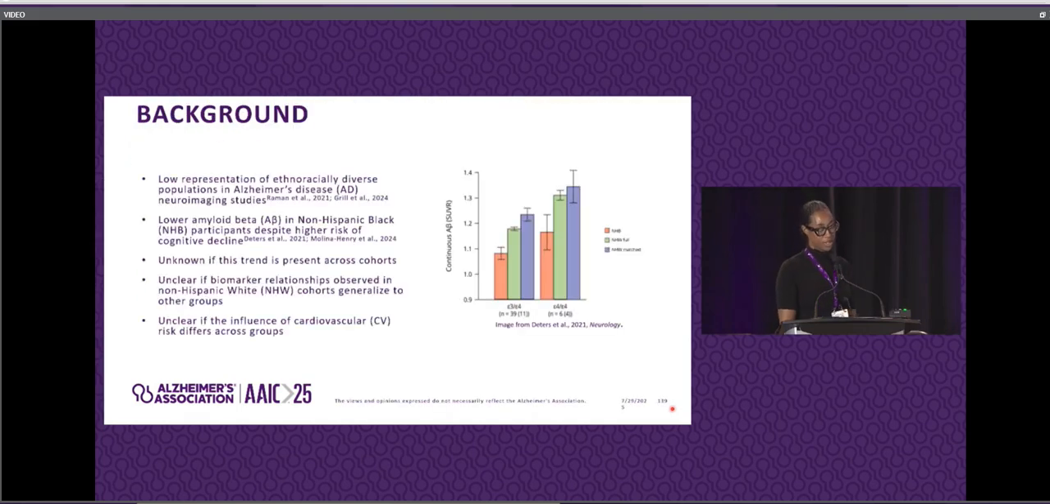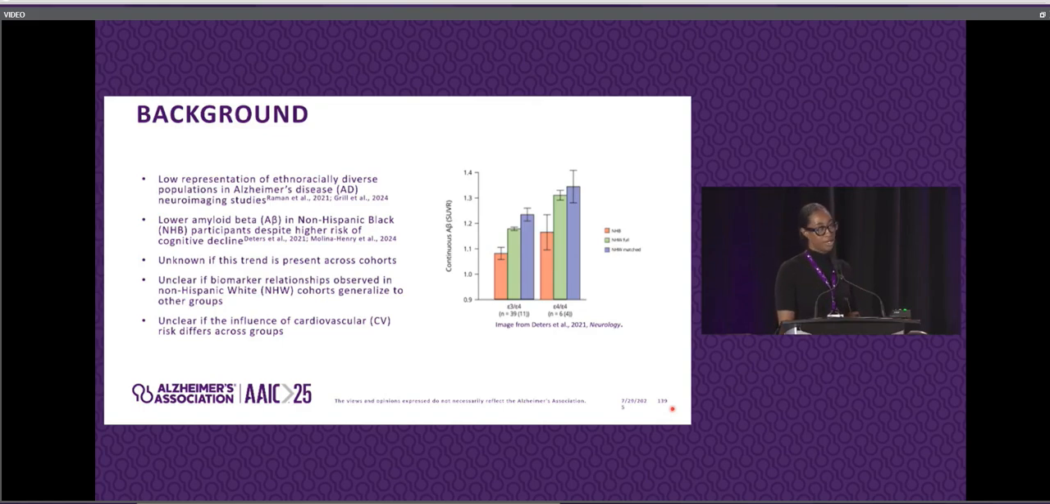So the motivation for this work is based on the low representation of ethno-racially diverse populations in many AD neuroimaging studies and how this may influence the generalizability of biomarker associations to these groups. In work that has been done, there is a trend of finding lower amyloid burden among non-Hispanic Black participants relative to non-Hispanic white participants, and this difference is found despite Black participants' higher risk of cognitive decline and dementia. And so this figure on the right is showing work taken from the A4 study, with the orange bars depicting lower amyloid burden among Black E4 carriers relative to white E4 carriers, again in the A4 study.